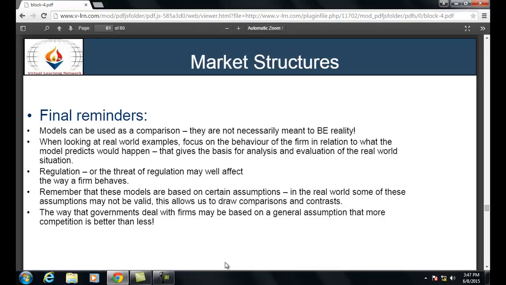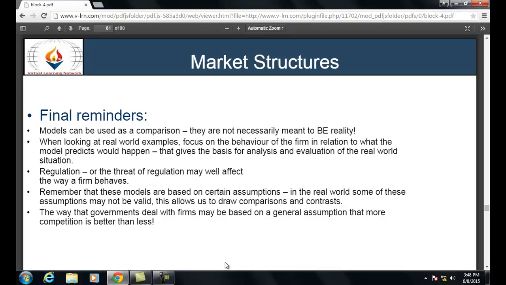Models can be used as a comparison; they are not necessarily meant to be reality. When looking at a real world example, focus on the behavior of the firm in relation to what the model predicts would happen. That gives the basis for analysis and evaluation of the real world situation.